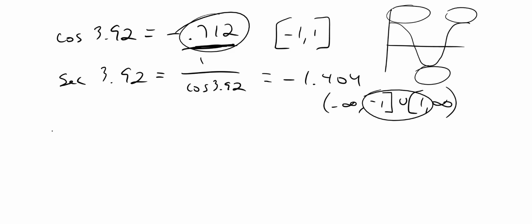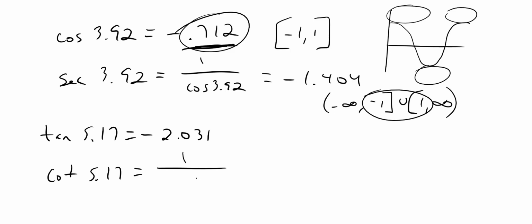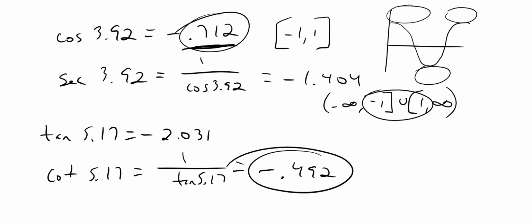It'll be very exciting. All right, and then last one here, if I said tangent of 5.17, that's going to be negative 2.031. Again, type in your calculator. And if I said the cotangent of 5.17, you're going to do 1 divided by the tangent of 5.17, which is negative 0.492. Okay? Pretty easy.